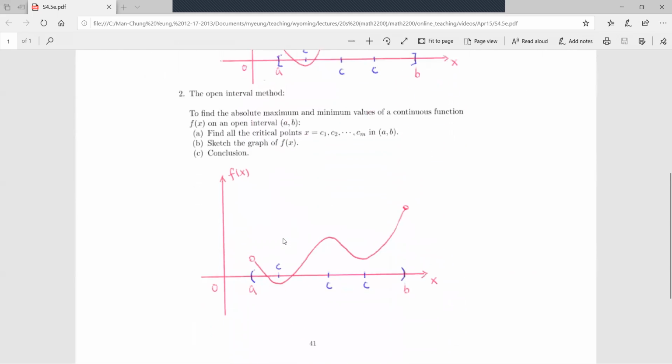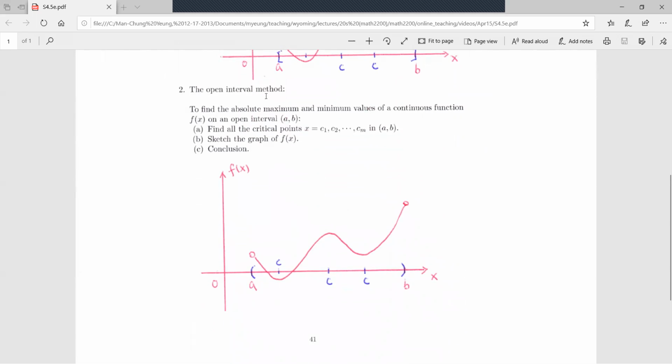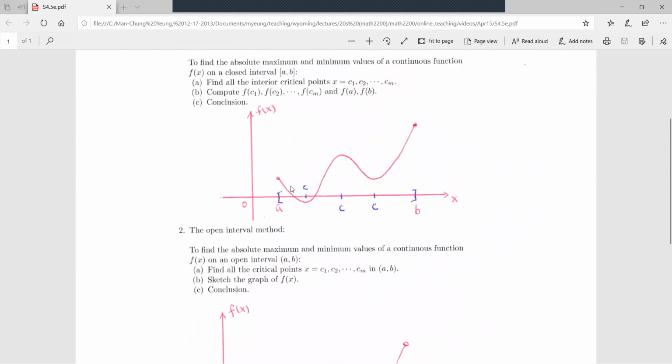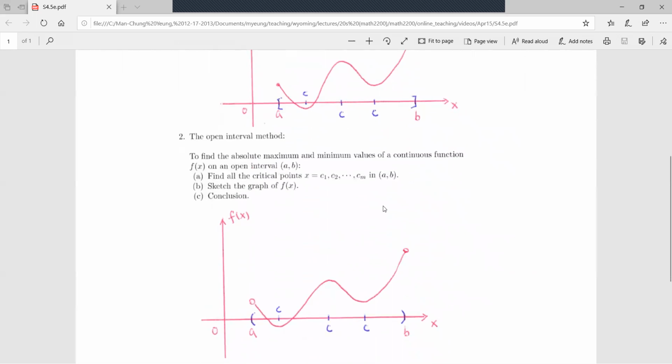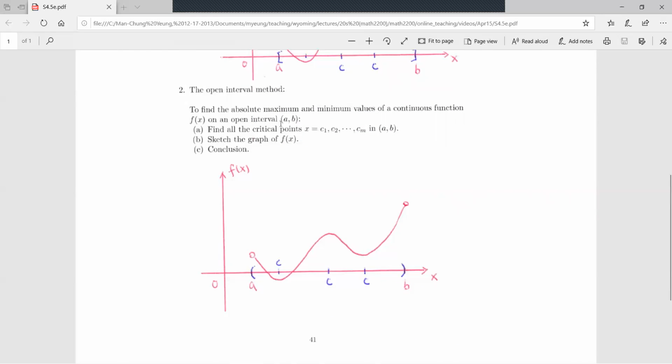Second method is called the open interval method. Over an open interval, no guarantee the function has an absolute maximum or an absolute minimum. Over a closed interval, it is guaranteed by the extreme value theorem. To find maximum or minimum over an open interval, also 3 steps.